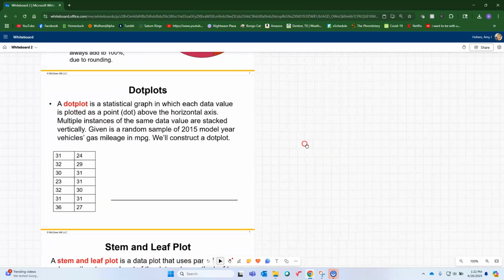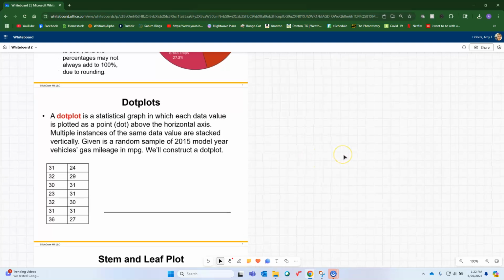Okay, so the next thing we're going to look at is a dot plot. A dot plot is very self-explanatory as far as what it is. It is plotting dots for each data value. So we take each data value and we plot a dot on our graph for it. So in this case, it says each data value is plotted as a point above the horizontal axis. We have a random sample of 2015 model year vehicles and their miles per gallon. So one vehicle had 31 miles per gallon, the next one had 32 miles per gallon, and so on.